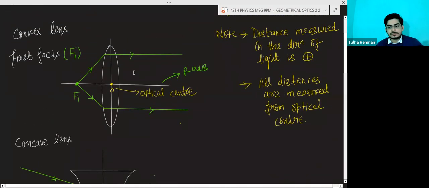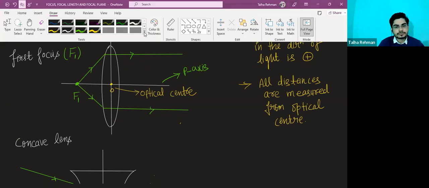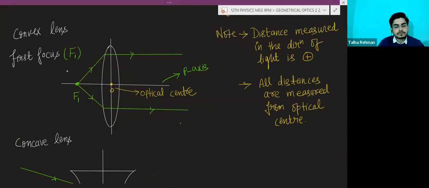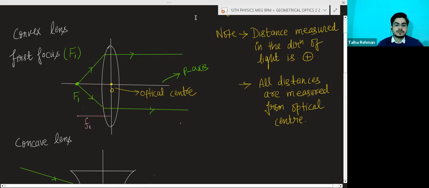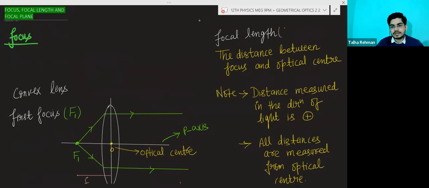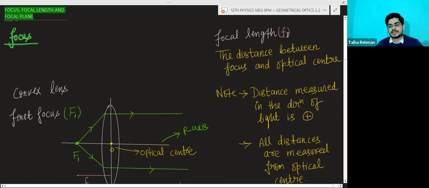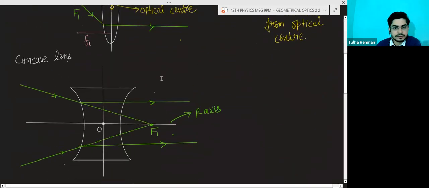Now, what is focal length? Two focal lengths will be there. For this case, the focal length will be the distance between the optical center and the focus. This is the focus. This distance, from the optical center to the focus, will be the focal length, that is small f1. Focal length is represented by small f, as we have seen earlier also.